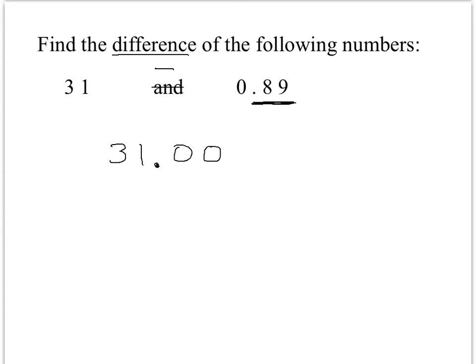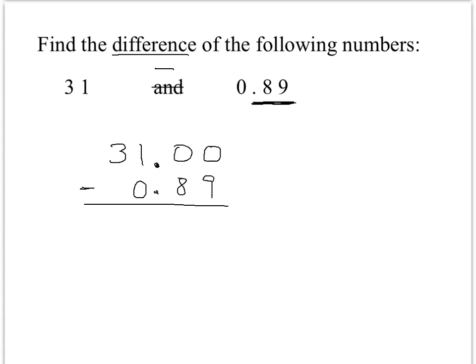This is 31, 3 tens, 1 one, and my decimal is right there, and I have no tenths and no hundredths. I need to take that out the same distance from the decimal as the other number has. So we're going to take 31 and subtract from it 0.89. Again, line up the decimals. Like things have to be added to like things, as well as subtracted.